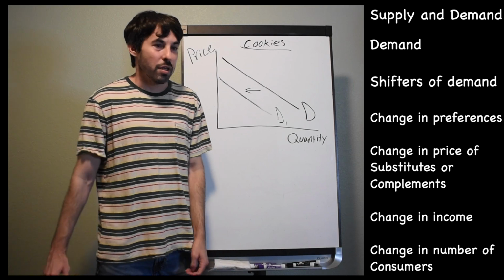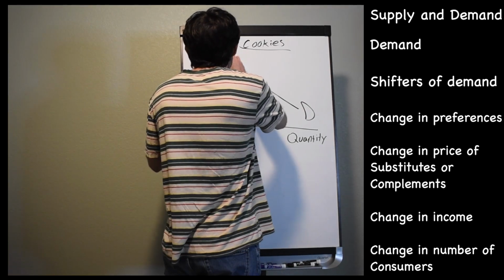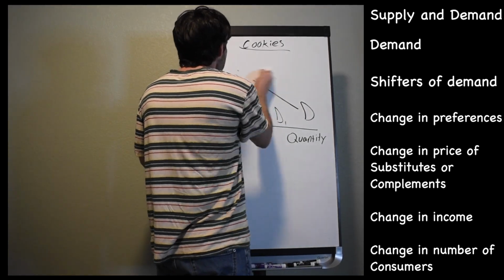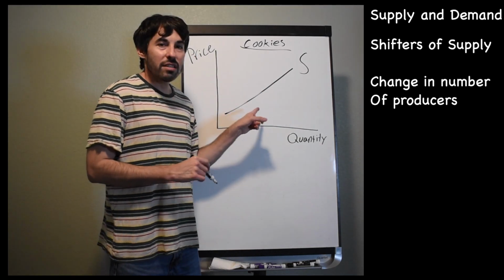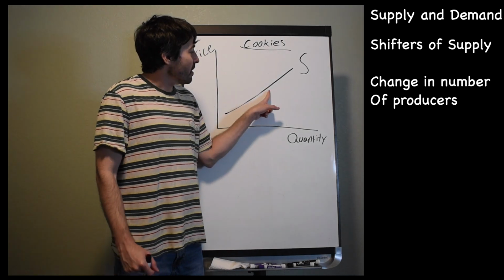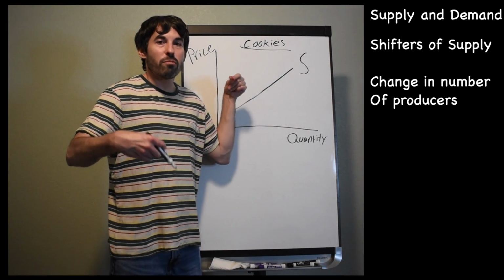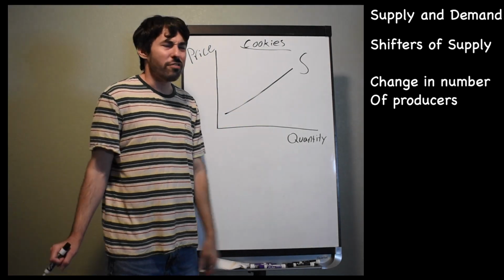Now we're going to talk about supply. But I gotta erase. Let's erase. Now we're talking about supply. Supply is upward sloping because as prices go up, quantity supplied increases because supply comes from producers or sellers of goods and services.